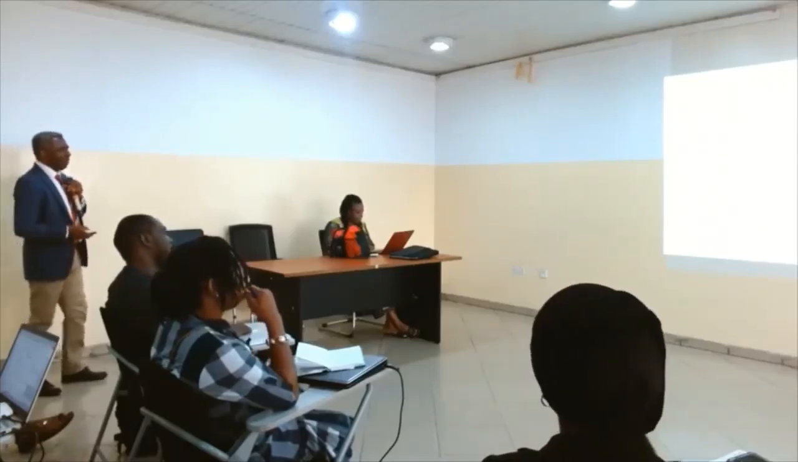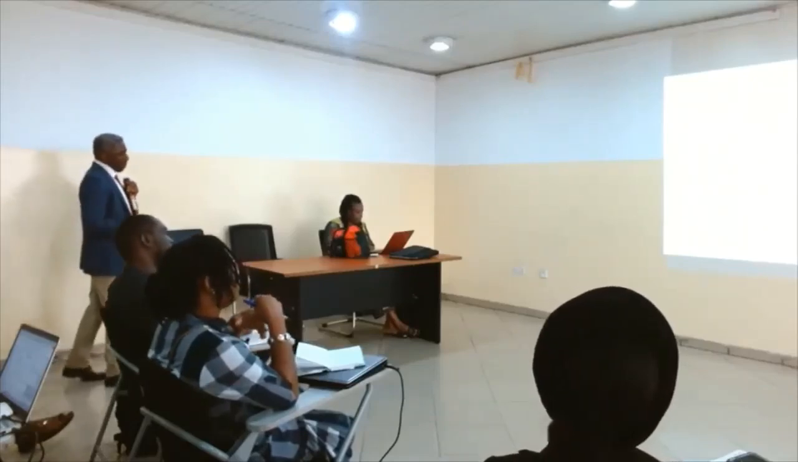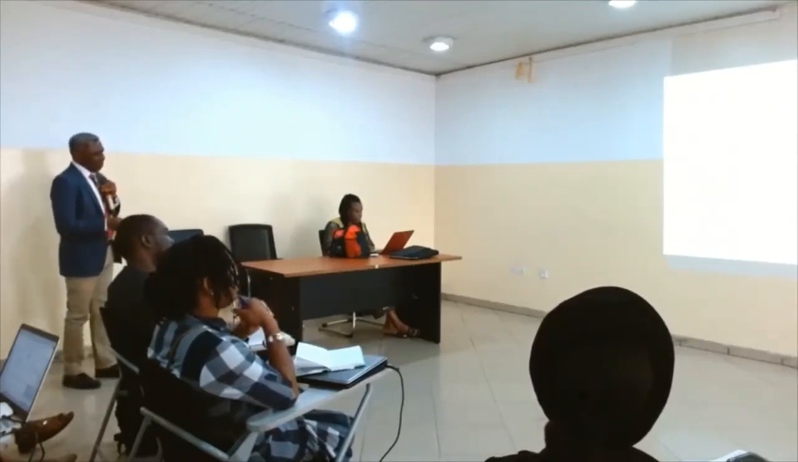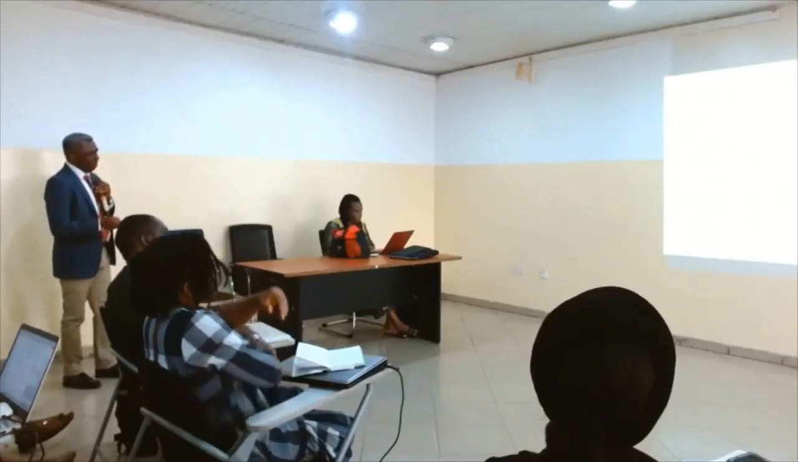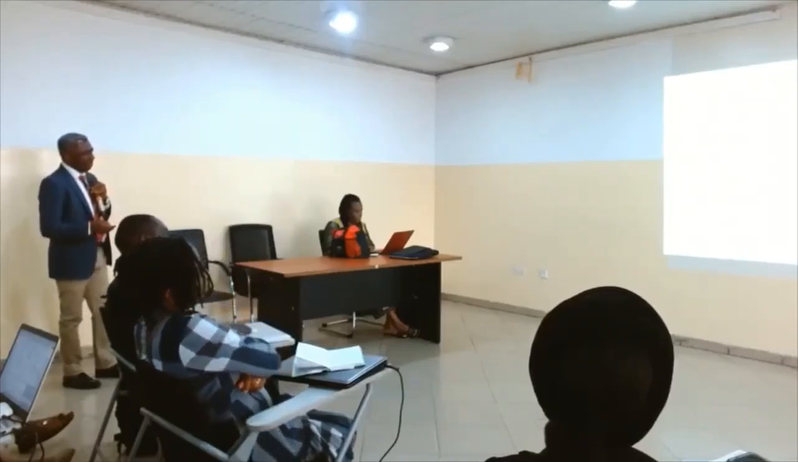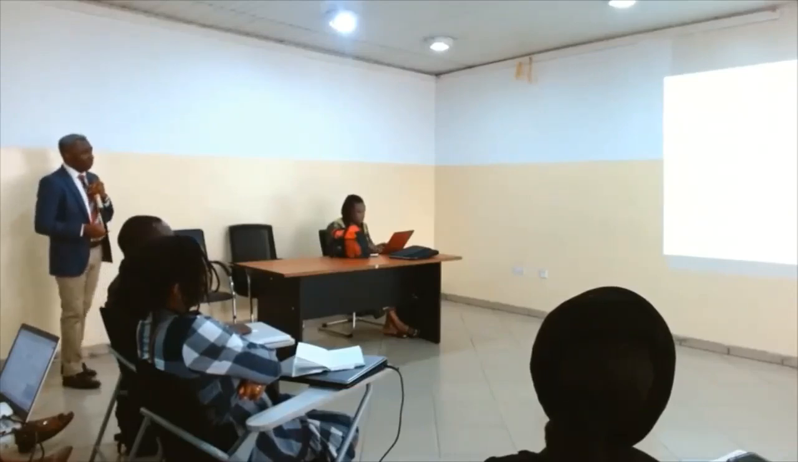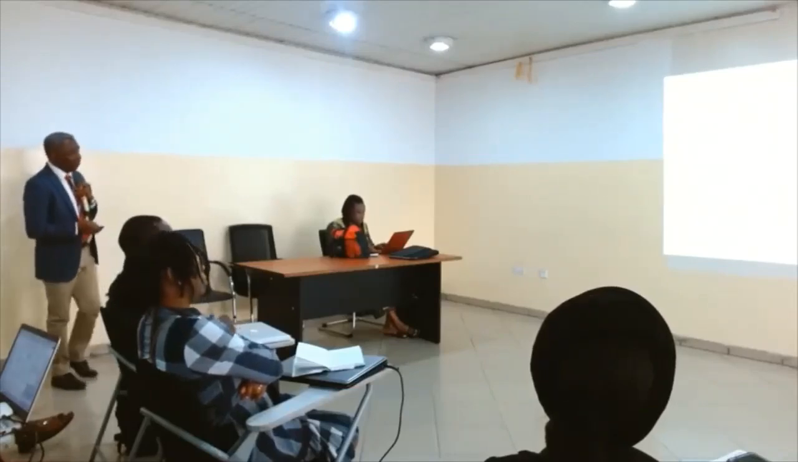So, a systematic review is just a way of identifying, selecting, assessing, and synthesizing findings from different studies that address the same question. Let's go through the steps on how to do a systematic review. Number one is that you formulate a question.